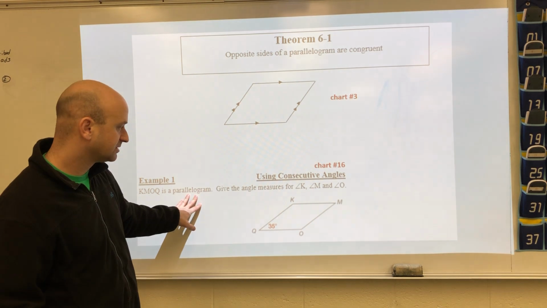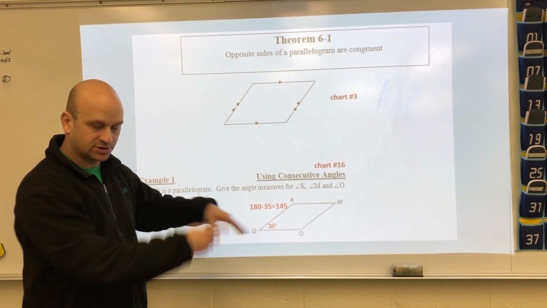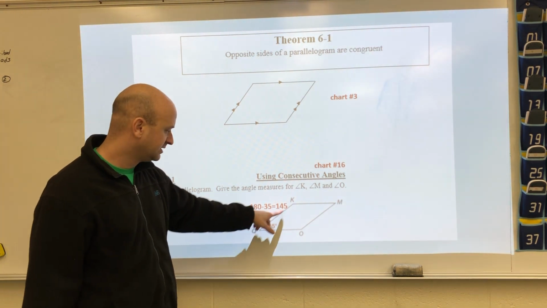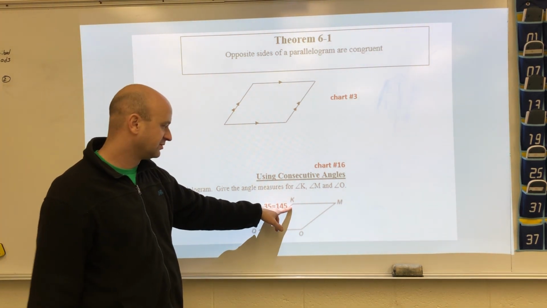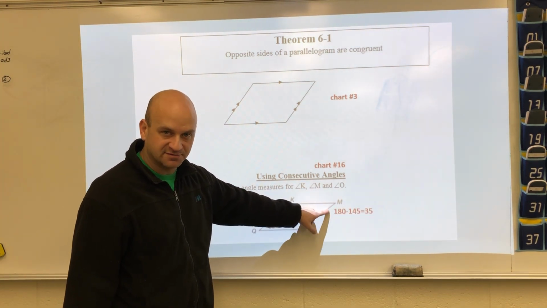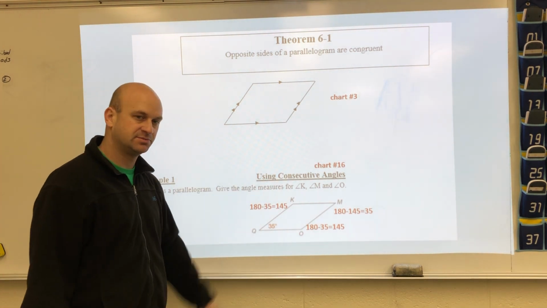So given this is a parallelogram, we know that consecutive angles are going to be supplementary, right? We take 180 and subtract what's given, and that would make angle K 145. 180 minus 145 will give us 35 for that angle. And we continue going all the way around the parallelogram.